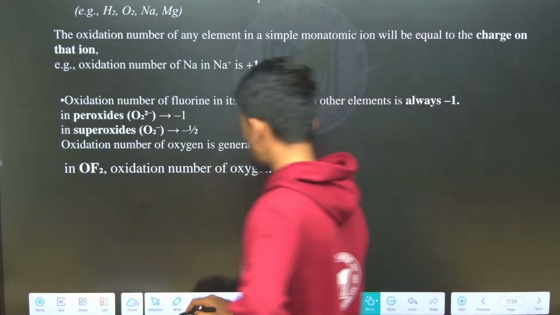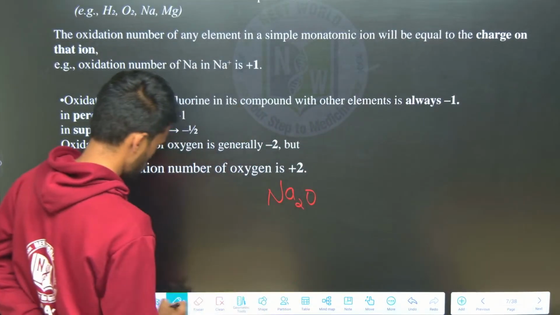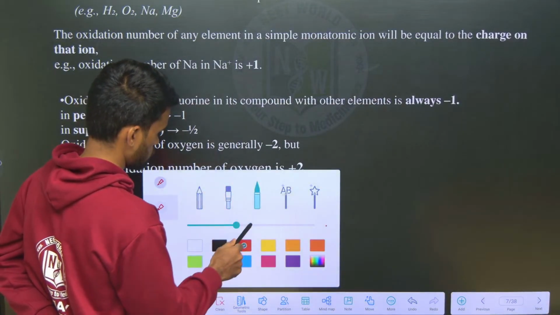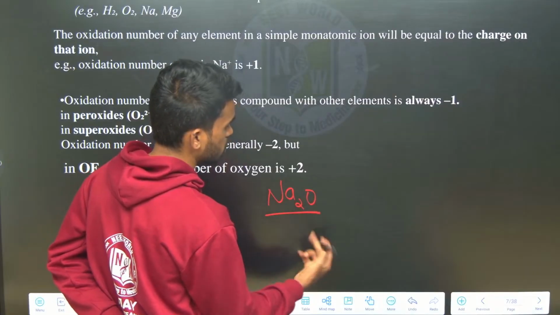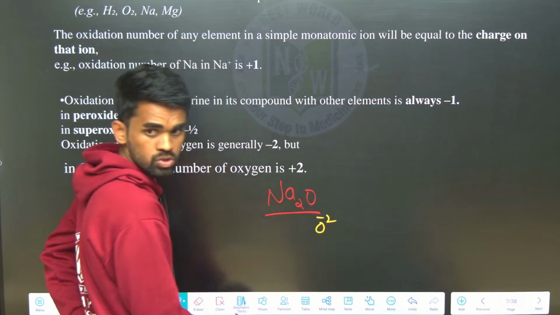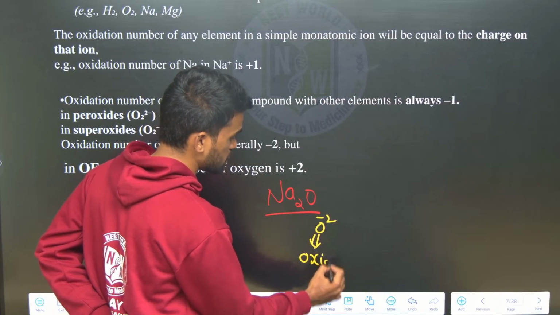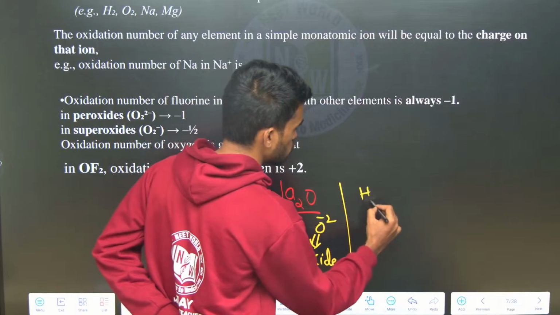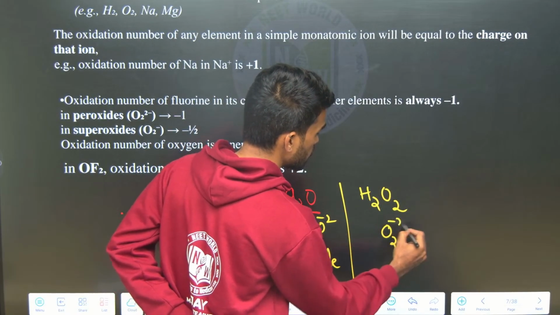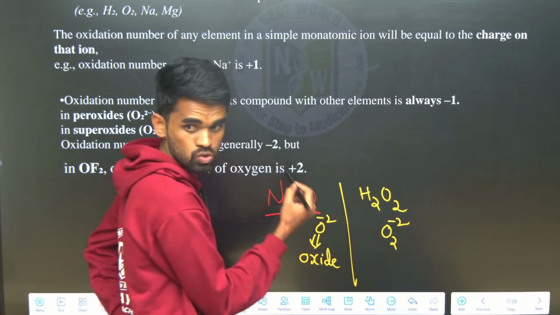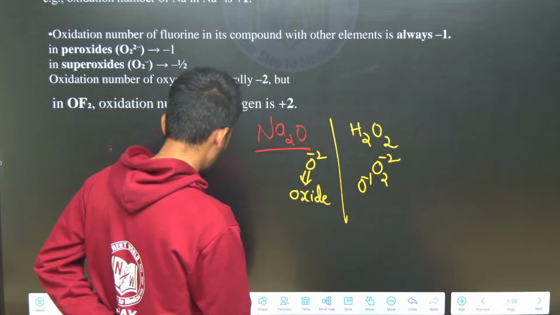So what I told you, in Na2O, the oxidation state of oxygen is -2. So whenever oxygen has -2, you should call it an oxide. In H2O2, you have seen oxygen with -1. See, for 2 oxygen atoms it is -2, but for 1 oxygen atom it is -1. So in this case you should call it a peroxide.